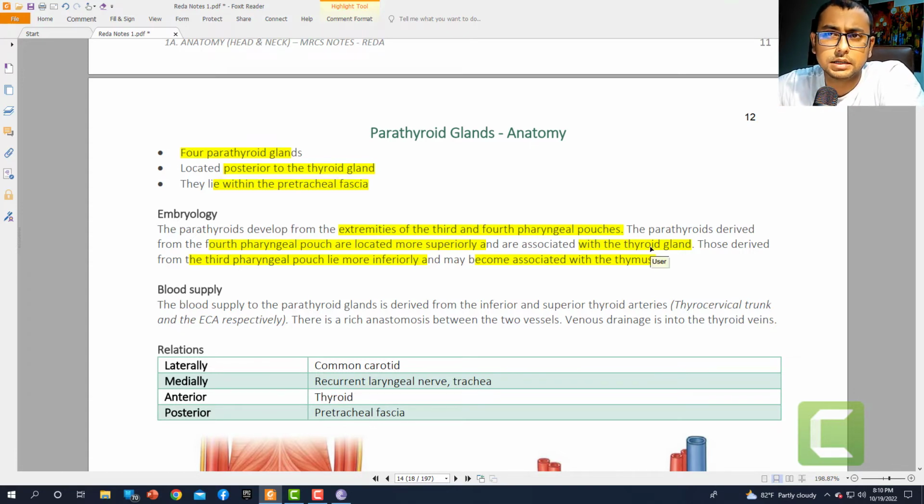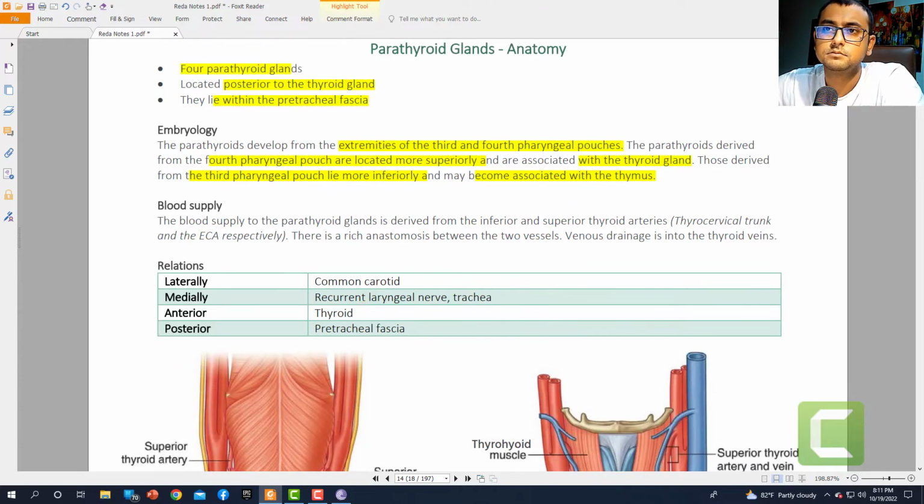So parathyroid gland is upper half and lower half, upper pair and lower pair. Upper pair with the thyroid gland and lower pair with the thymus. So here's some derangement because the lower pair of parathyroid gland is developed from the third pharyngeal pouch. It's like opposite, and the upper two are developed from the fourth pouch. Must know, it's must know.